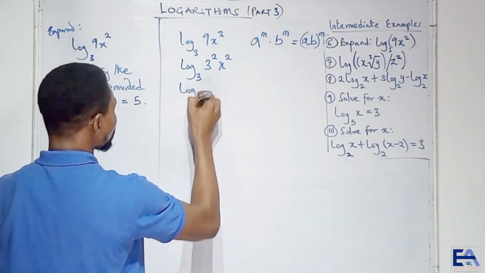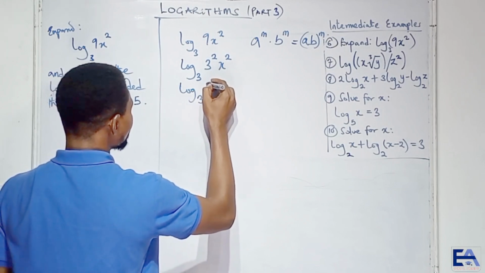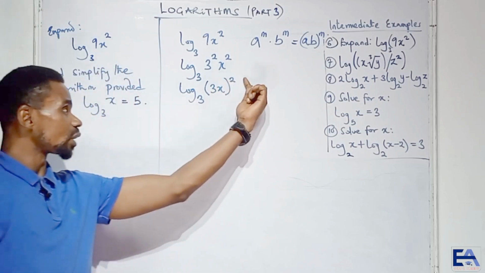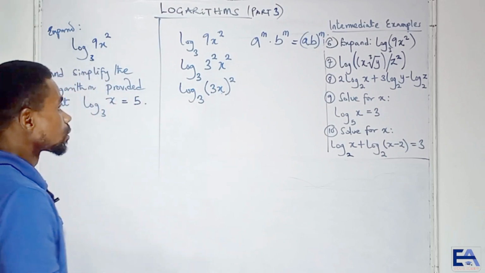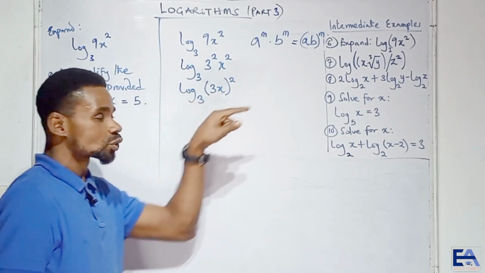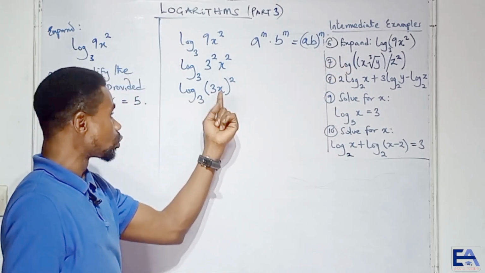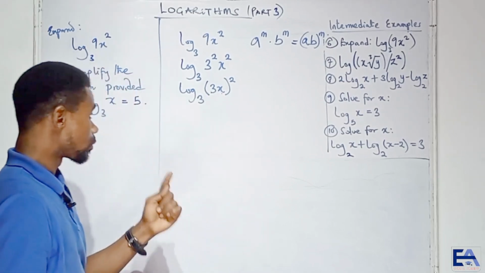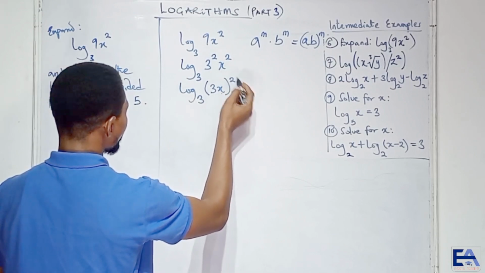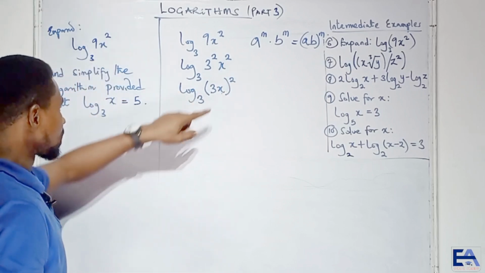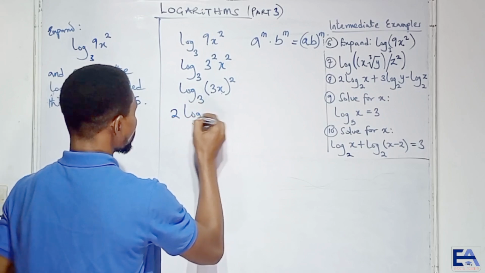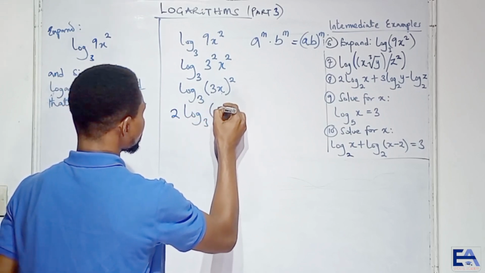So we make it become log base 3 of 3x all together raised to power 2, which means this power 2 works for both 3 and x. Without the brackets, it would look as if I'm writing 3, then x raised to power 2. But with the brackets, the power 2 works for both 3 and x. Having this, we can now take the power to the front, making it 2 log 3x to base 3.